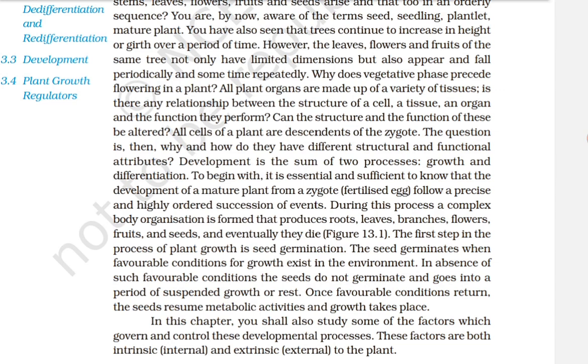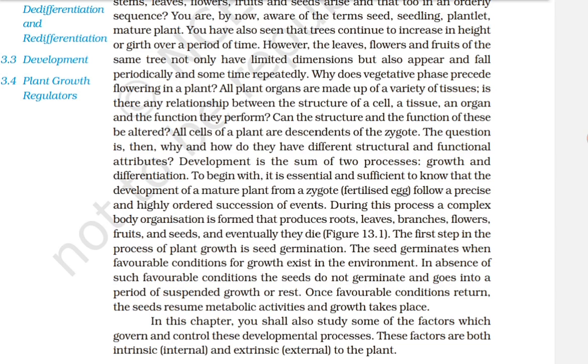All plant organs are made up of a variety of tissues. Is there any relationship between the structure of a cell, a tissue, an organ, and the function they perform? Can the structure and the function of these be altered? All cells of a plant are descendants of the zygote. The question is then, why and how do they have different structural and functional attributes?